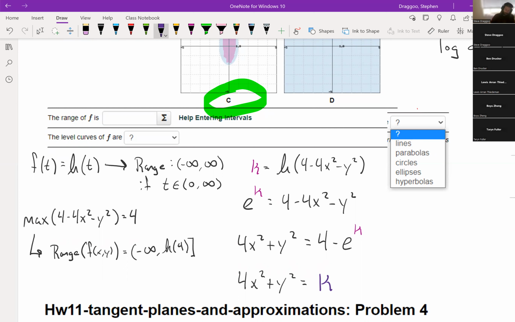And then look at the equation, 4x squared plus y squared equals k. 4x squared plus y squared equals a constant number. And I recognize that equation as an ellipse, meaning the level curves of this function are ellipses. The fact that e to the k came in, that exponential e piece over there, doesn't really play a big role in determining what this shape looks like, because again, it just comes out to a number, not an exponential function. So this thing looks like an ellipse.